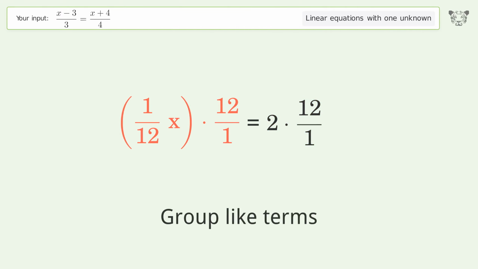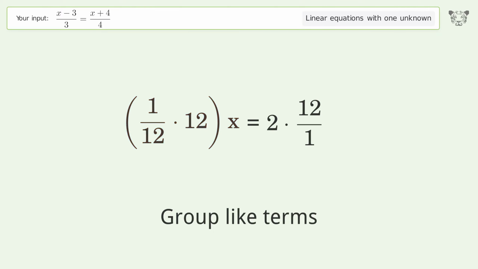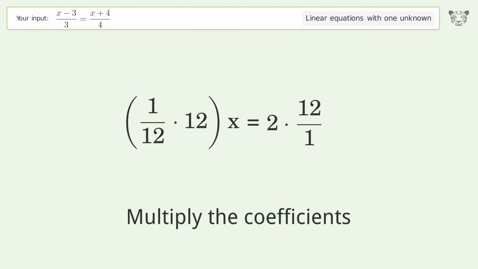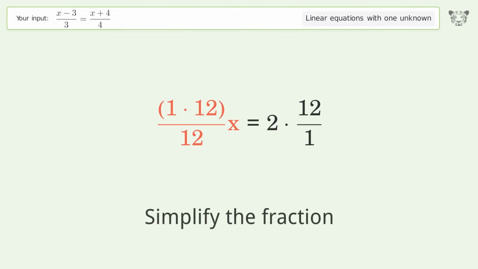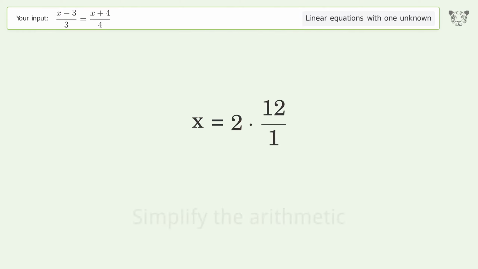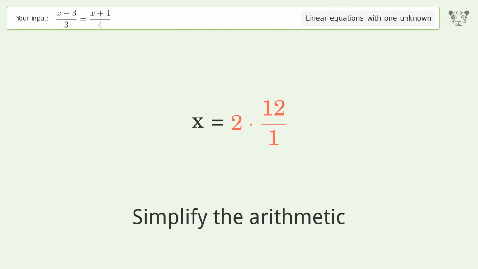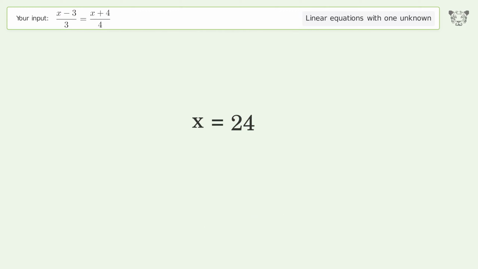Group like terms. Multiply the coefficients. Simplify the fraction. Simplify the arithmetic. And so the final result is x equals 24.